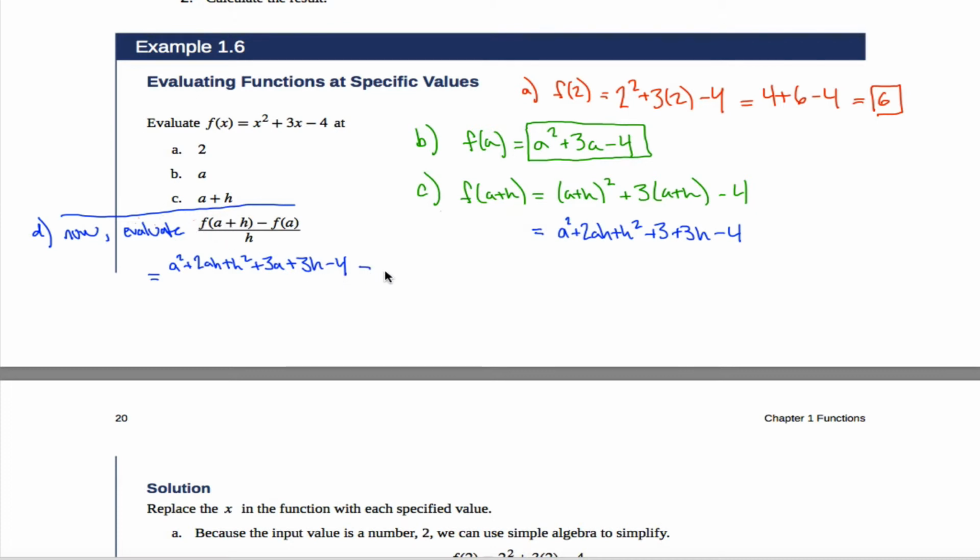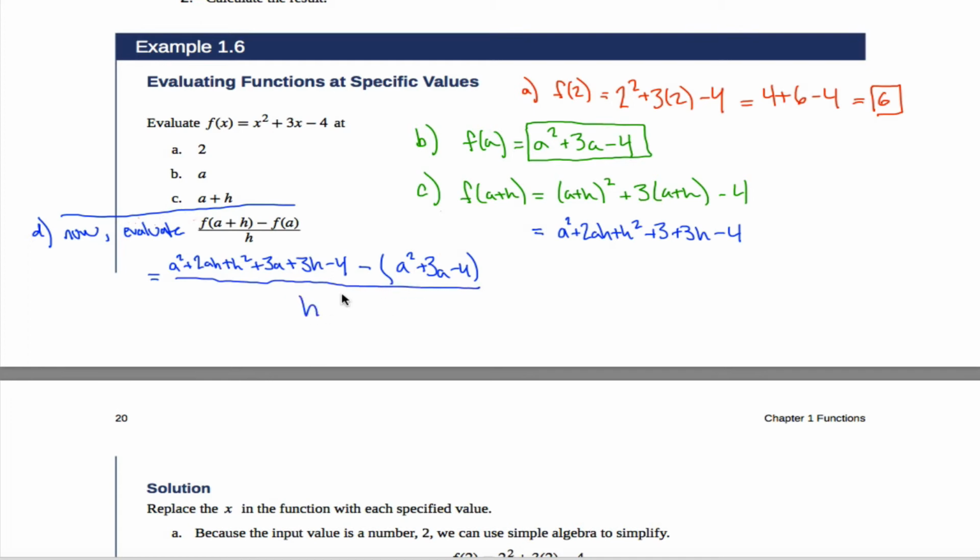From that, I want to subtract f of a. And I want to subtract the entire f of a. I don't want to just subtract the a squared. I want to subtract the a squared plus 3a minus 4. So it's important that I put this all in parentheses to make sure I don't just subtract the first term, but rather subtract the entire thing. And then don't forget that entire thing's divided by h.